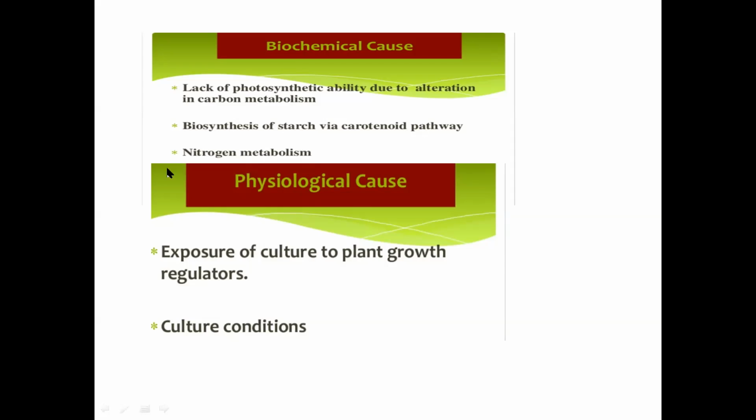Similarly, if there is any change in common general nitrogen metabolism, that also can reveal a variation in the calli. So physiological causes could be many things. I told you, any kind of environmental culture conditions will lead to somaclonal variations. Another important thing is growth regulators. During the optimization experiments, if there are any changes in the growth regulators, the hormones which we use as an ingredient in the medium, that may also cause somaclonal variation to occur in the calli.